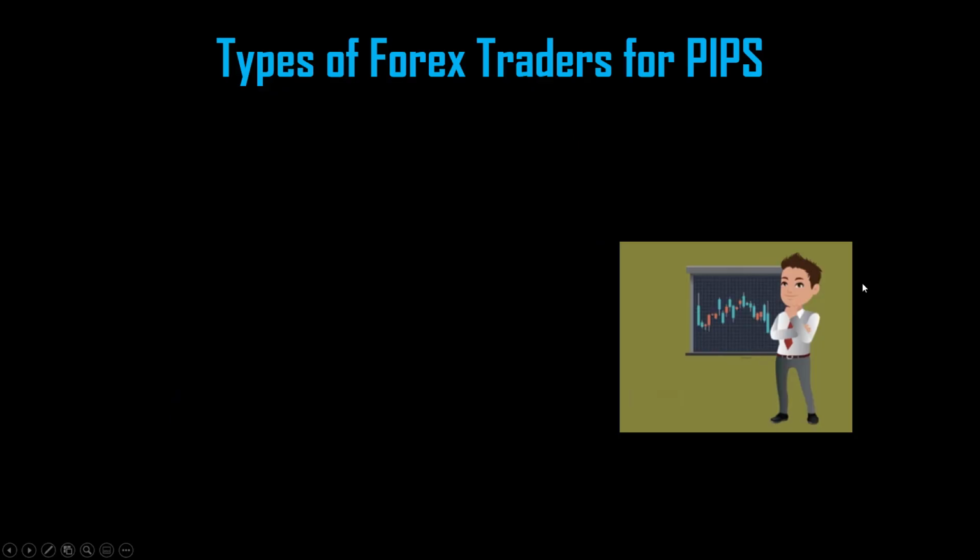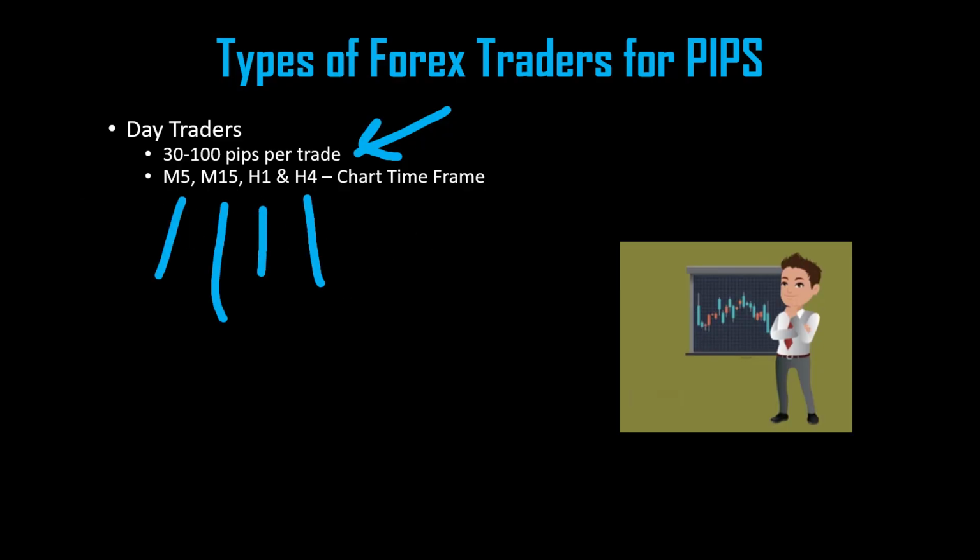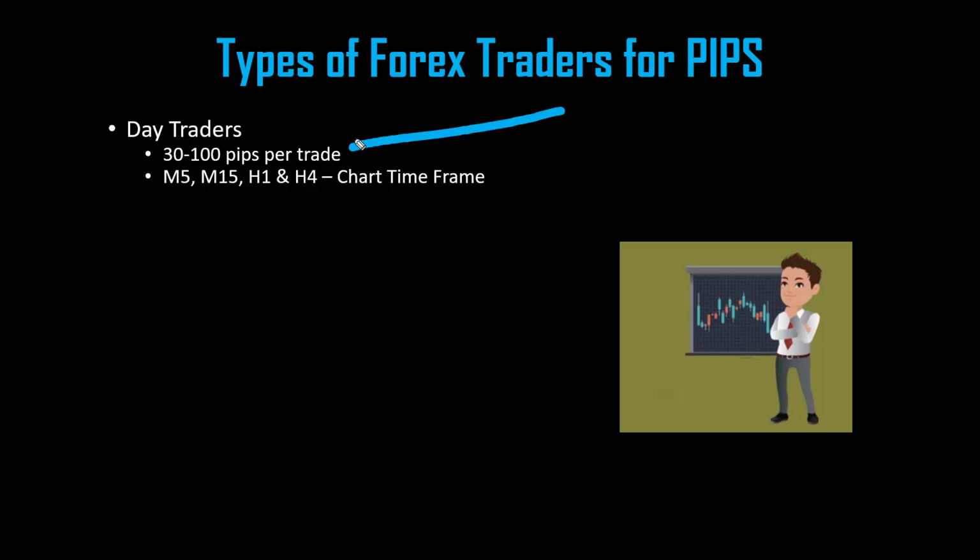So, types of Forex traders for pips. Now, you have to figure out what type of Forex trader you want to be. There are actually four different types of Forex traders out there. You have day traders, who are basically looking to get 30 pips to 100 pips per trade. This is very similar to me. I focus on the 5-minute chart, 15-minute chart, the 1 hour chart, and the 4 hour chart. Those are the time frames that day traders really focus on.